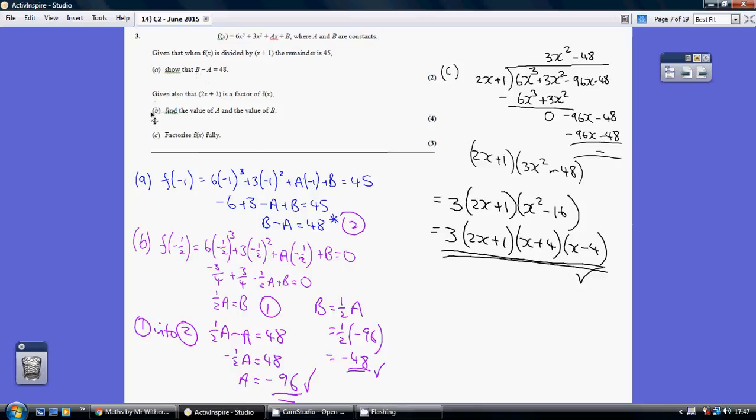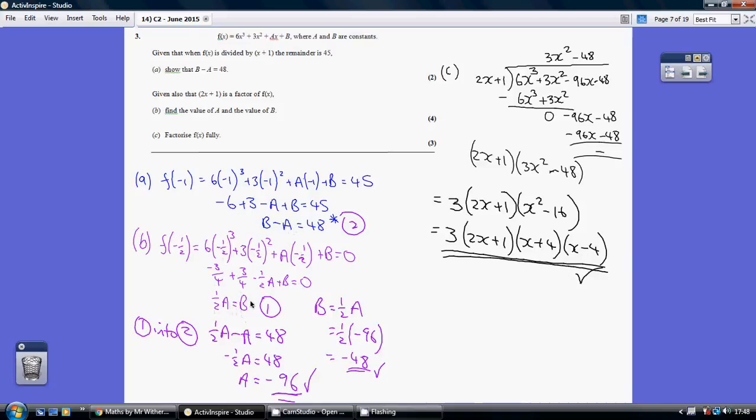Now, part B, this is remainder theorem. Here we're being told that this is a factor. So when we substitute in minus a half, because that's the value that makes this factor 0, we get no remainder because it's a factor. So substituting minus a half into the function, we make that equal to 0, which I've done here. Substituting minus a half into each of the terms, we get this. Tidying it up, we get this, and tidying it up further, we get half a equals b.